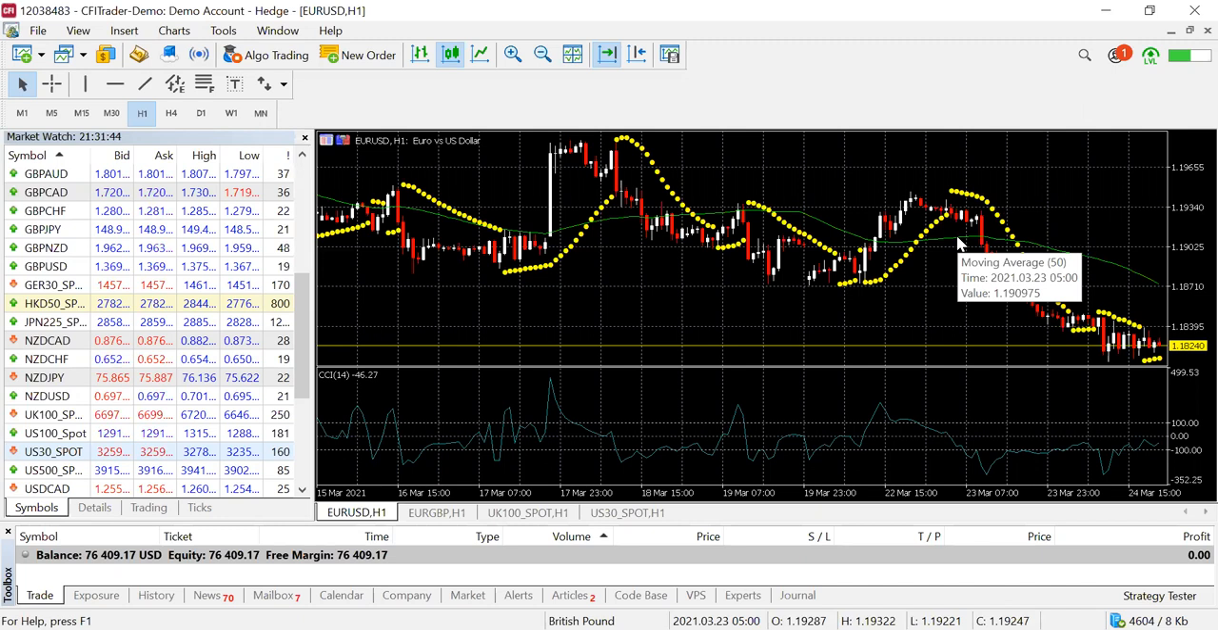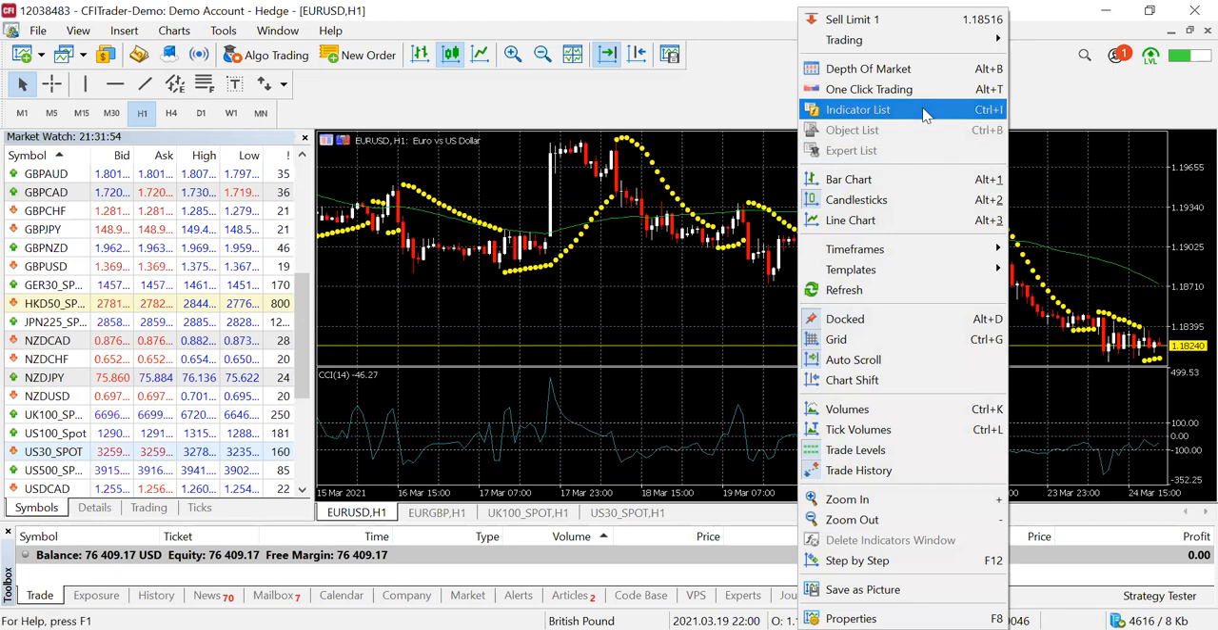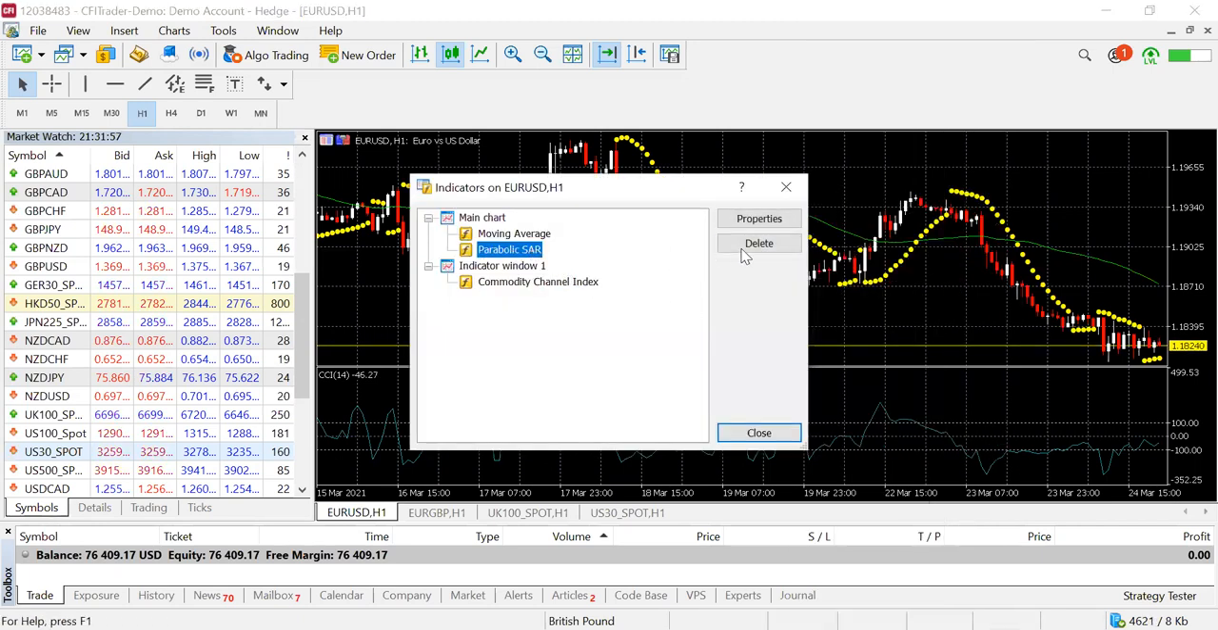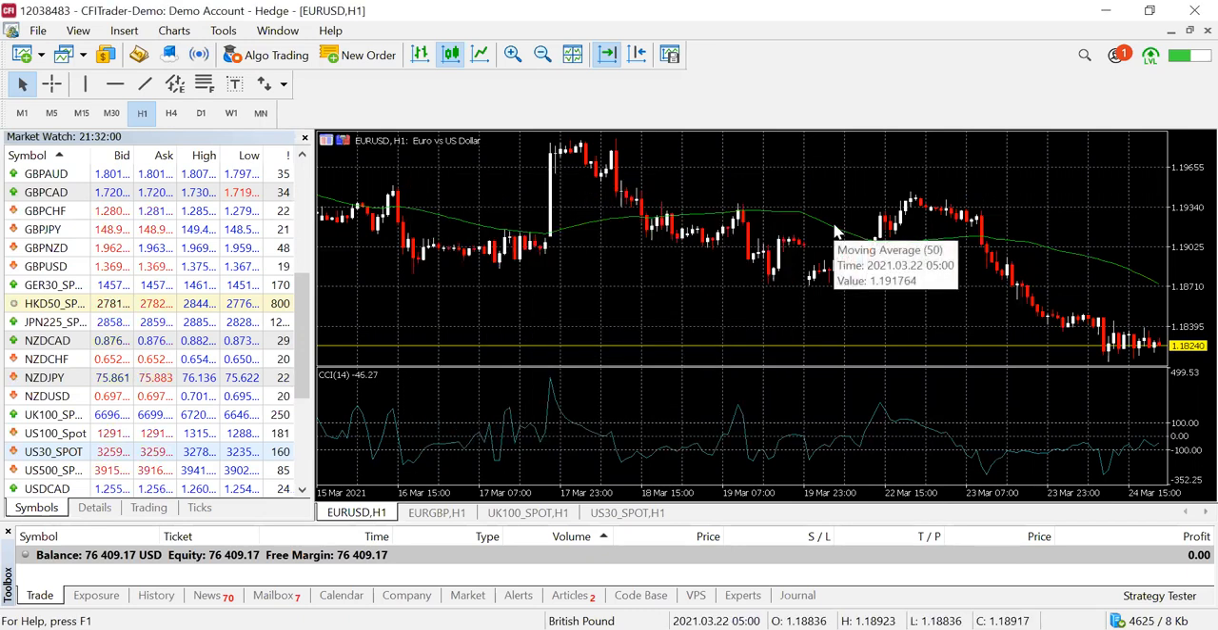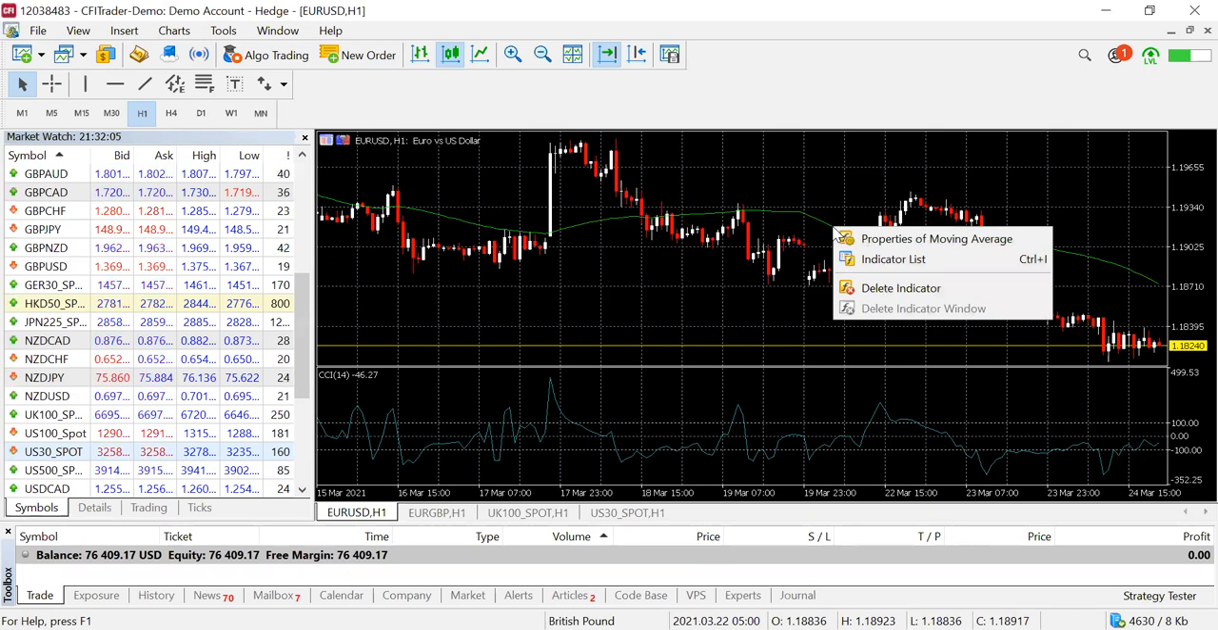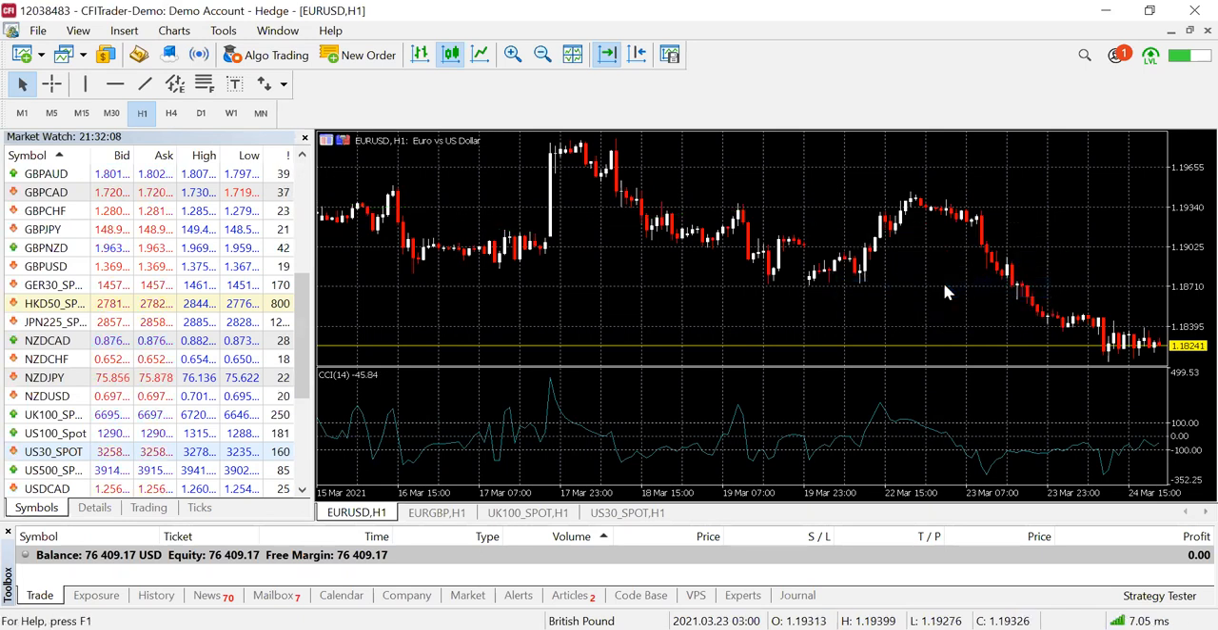So you have plenty of indicators available on the platform. If you want to delete them, you have two options. Either right click on the chart and go to indicator list, and then simply select the one you would like to delete. Or right click on top of the indicator and select delete indicator, okay? So this is how you put the indicators. As you can see, it's very simple. And with the chart, that is pretty much it, okay?